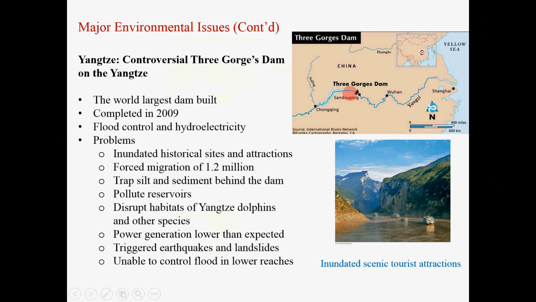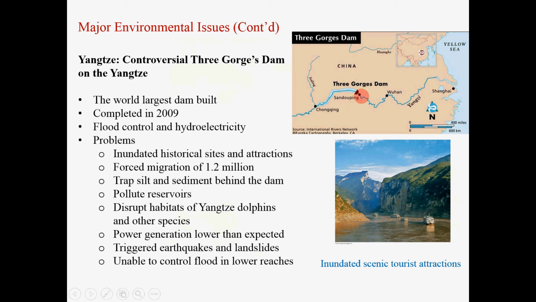Also, a lot of pollution enters the water and pollutes the reservoirs behind the dam. It also disrupts the ecological habitat of many precious species that rely upon the Yangtze River. For example, the freshwater dolphin living in the Yangtze River has had its habitat totally disrupted.